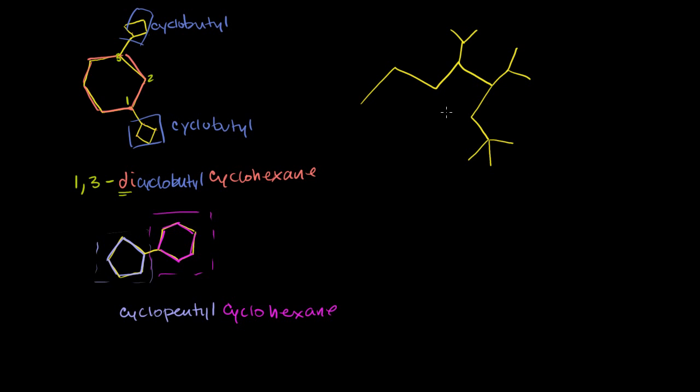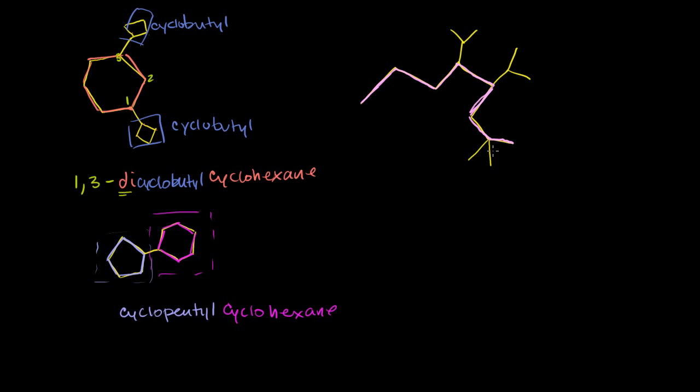So the first thing we want to do, there's no cycles here, but we have to identify the longest chain. To do that, let's just count it out. It could be 1, 2, 3, 4, 5, 6, 7. It's not the longest chain. Maybe it's 1, 2, 3, 4, 5, 6, 7, 8. That looks like the longest chain. So let's make that the longest chain right over there.